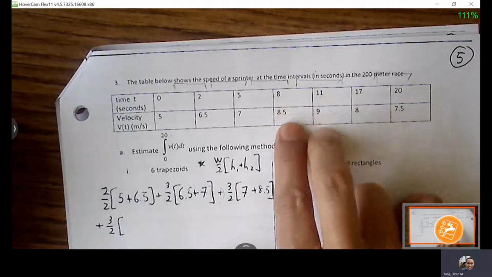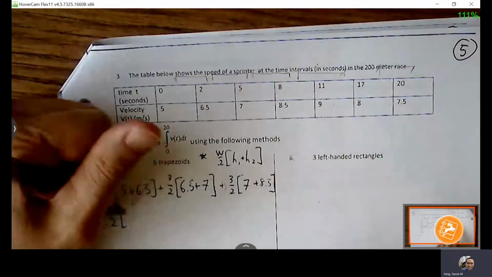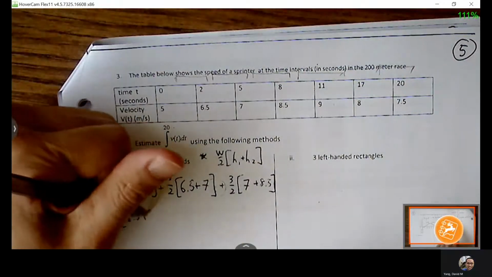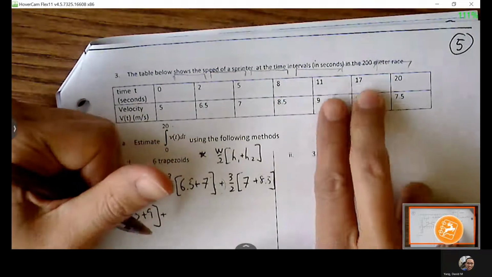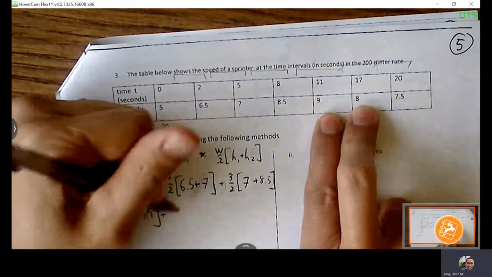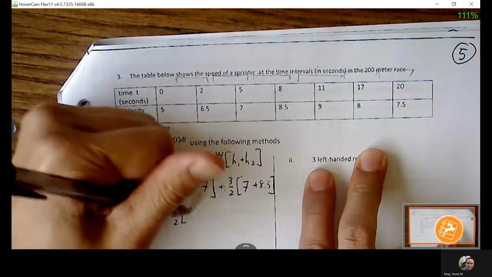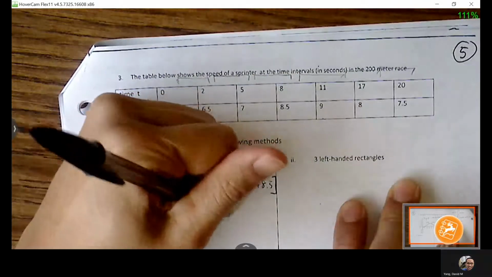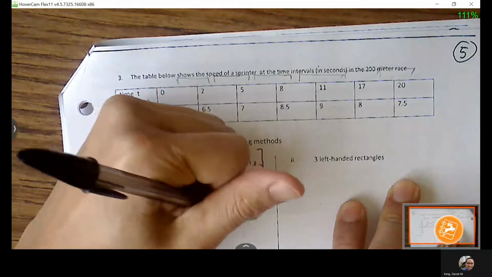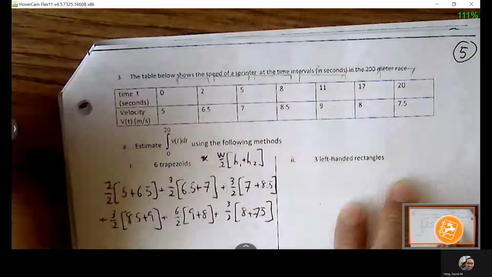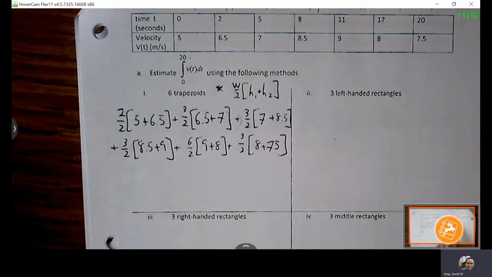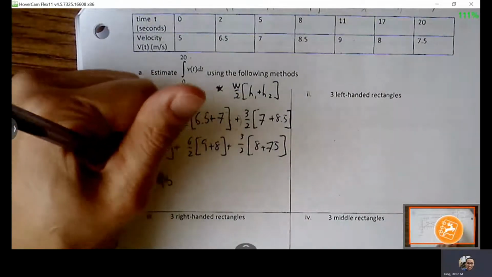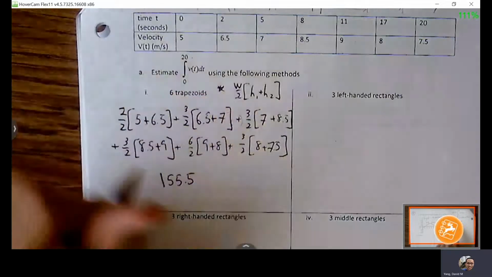That's the interval of 3. My heights are 8.5 and 9. That's 6 over 2. And then 3 over 2. Okay. Sum all that up, and I get 155.5.